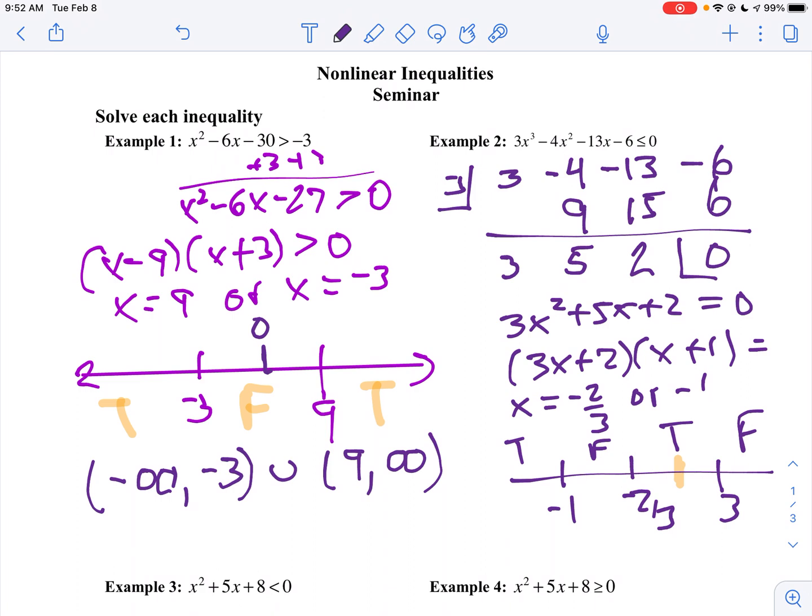So my answer for x is going to be from, now notice I've got a line underneath my inequality, so I want to include negative 1. Negative 1 is part of my solution, so I'm going to go from negative infinity to negative 1, and from negative 2/3 to 3. There is my solution. And there we have it.